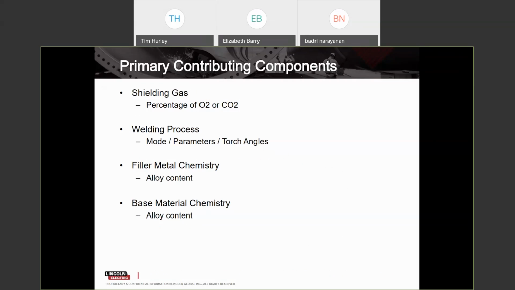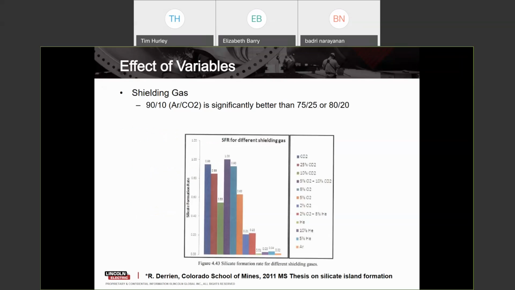The filler metal chemistry is obviously a contributor. That's part of the chemistry of the ultimate weld deposit, and the base material then mixing with that filler metal is the fourth component. Now, within the welding process itself, we really have control over three of these four, so we're going to focus on those three, and then we'll talk a little bit more about the changing base metal chemistry.